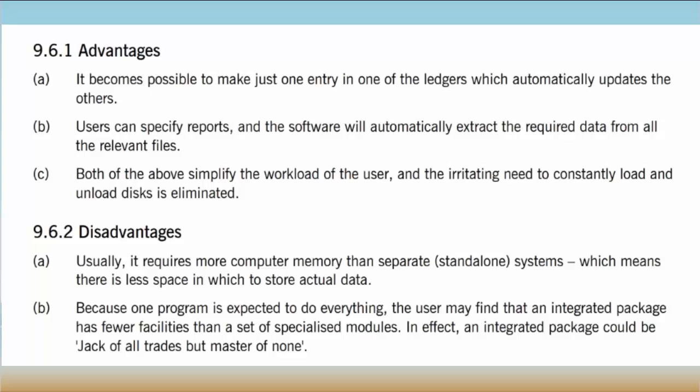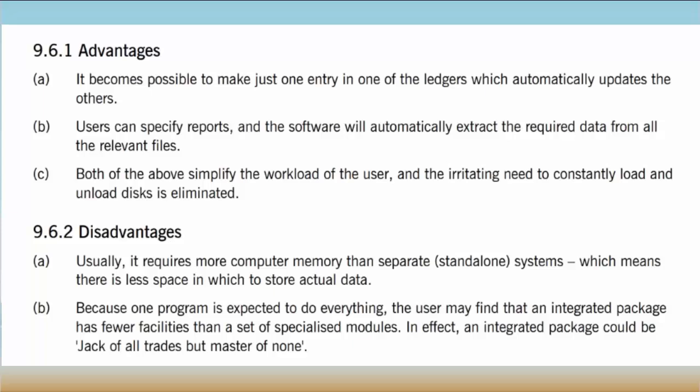2. Risk of being a jack of all trades, master of none. Because one integrated program is expected to handle everything, there's a chance that it may not do every single task as well as a specialized standalone program. For example, an integrated payroll module might be less flexible than a dedicated payroll software, or its inventory module might not have all the advanced features of a specialist inventory system. This is sometimes summed up by the phrase, "jack of all trades, master of none." In other words, you get the convenience of everything in one place, but you might lose the depth and customization of specialized software.